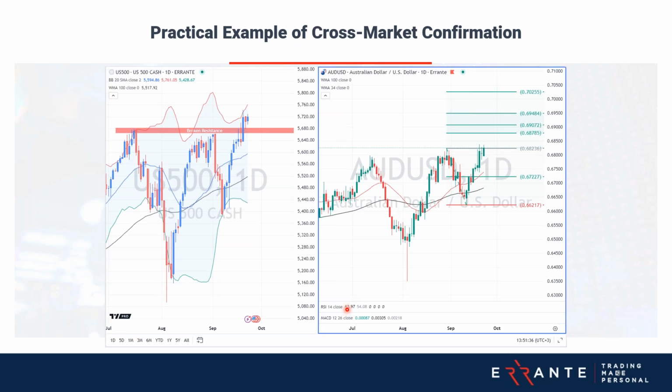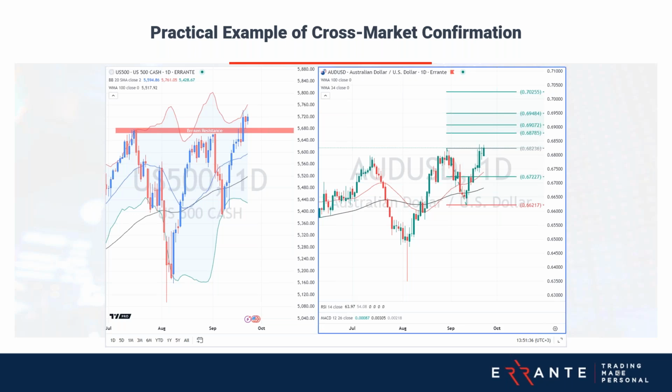The Australian economy is heavily reliant on commodities and global trade, which often links its currency to broader market risk appetite. In this case, the S&P 500 breaking resistance and continuing its uptrend suggests a continuation of risk-on sentiment globally, which would likely support further gains in AUD/USD. Both charts confirm each other's bullish momentum, providing a cross-market confirmation signal.